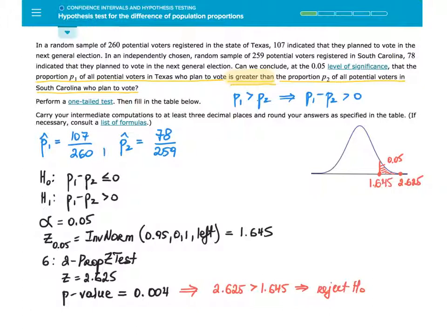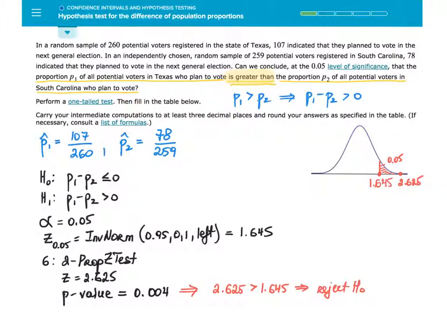In a random sample of 260 potential voters registered in the state of Texas, 107 indicated that they planned to vote in the next general election. In an independently chosen random sample of 259 potential voters registered in South Carolina, 78 indicated that they planned to vote in the next general election.